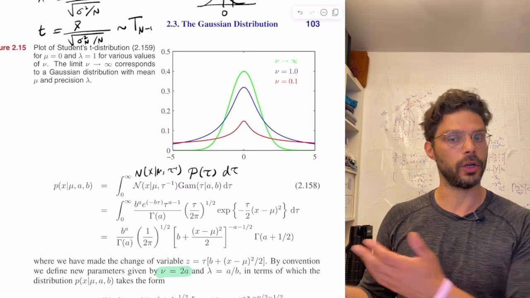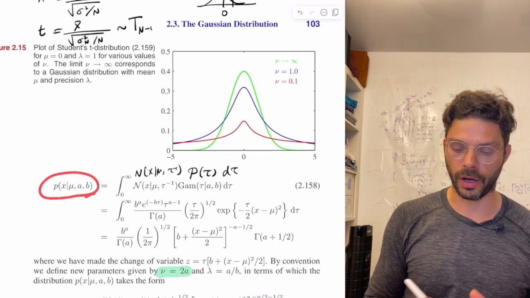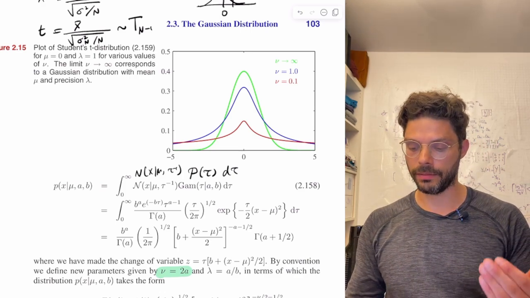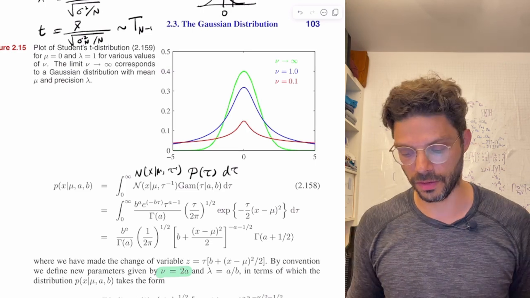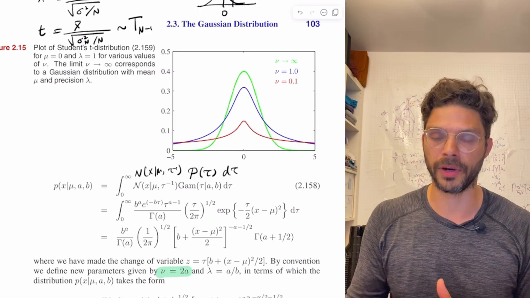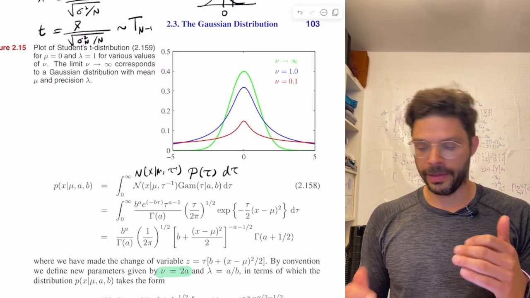But once you know that, then you can just get a distribution on your data points. And it turns out that the student's t is distributed according to the student's t distribution with a parameter called the degrees of freedom. So that's kind of the connection.